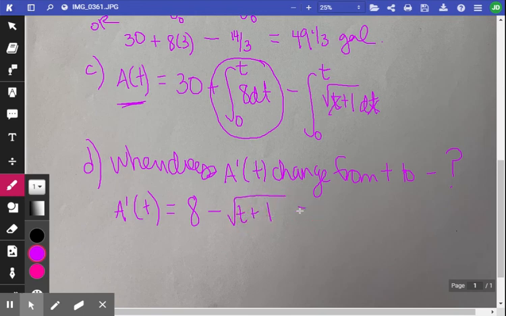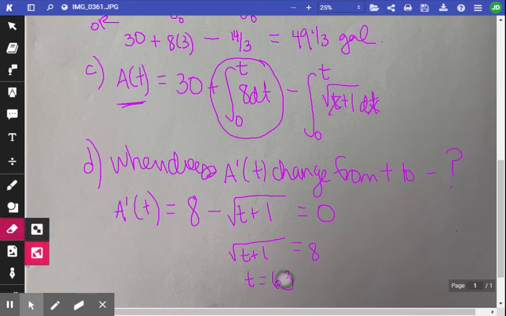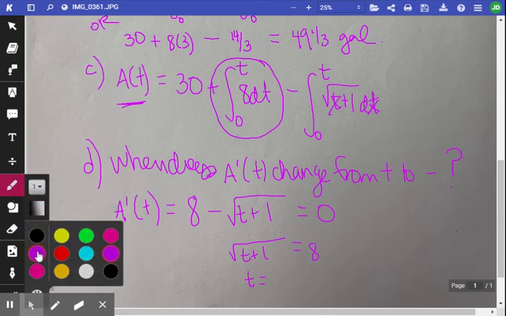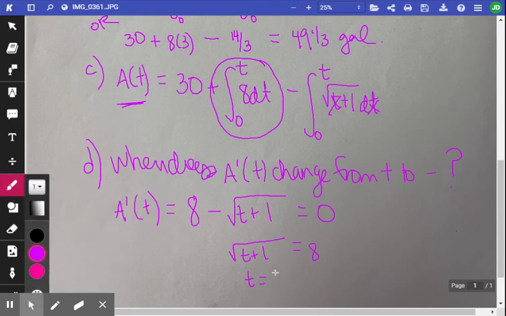And I want to know when does this equal 0 and change from positive to negative. So I'm going to solve this. Square root of T plus 1 is going to equal 8. Square both sides. T is going to equal 64 minus 1, 63. Oh, wait, whoops, hold on. Oh, no, that is right. I was thinking, did I have two answers? It's hard to think and use this pen at the same time. 64, 63.